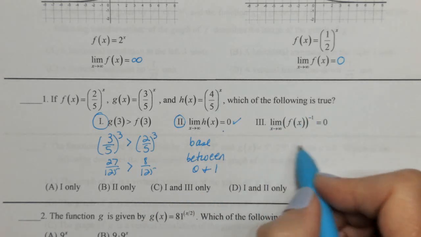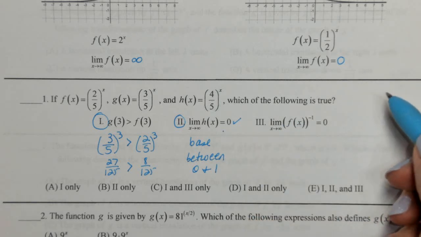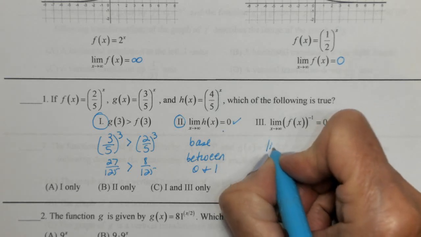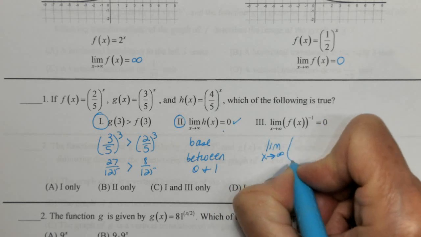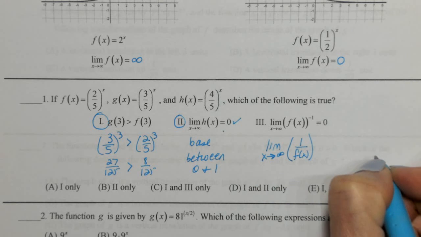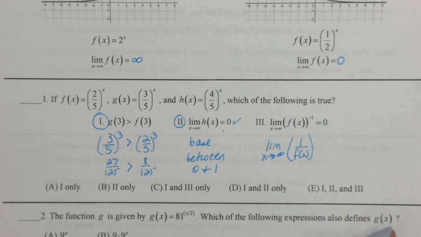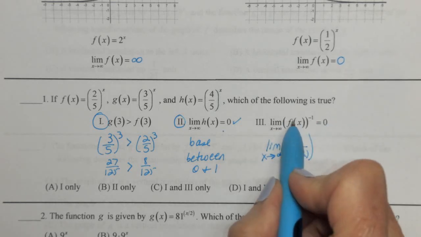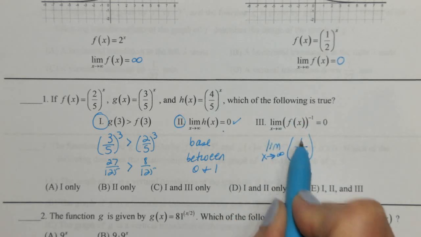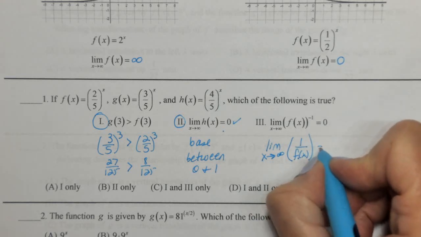Okay, what about this one? The limit as x goes to infinity of f all to the negative 1 power. That is 1 over f. So this is the limit as x approaches infinity of 1 over f of x, all to the negative 1. If the negative 1 was in here, that would be a function inverse. We're going to do that tomorrow, but we're not doing that today. This is just the entire function to the negative 1, that is 1 over that function.